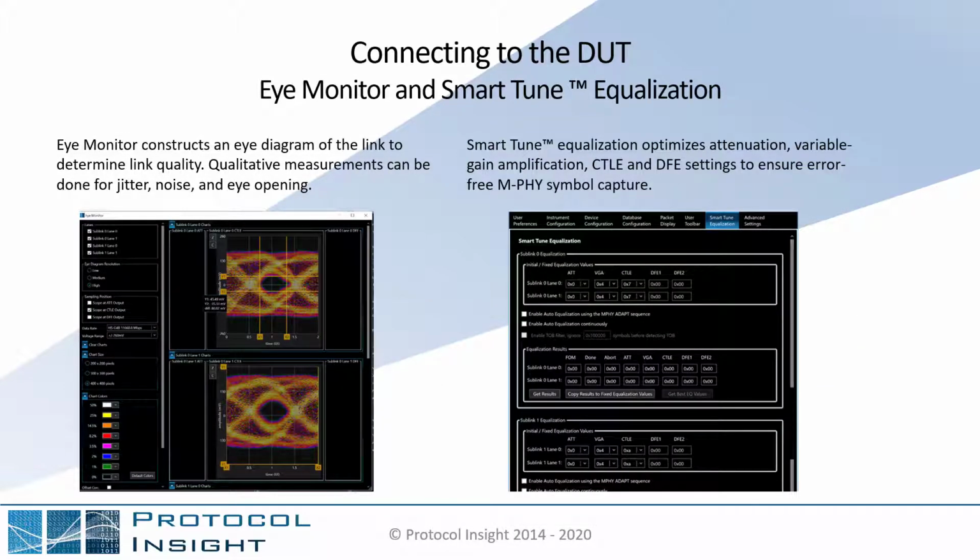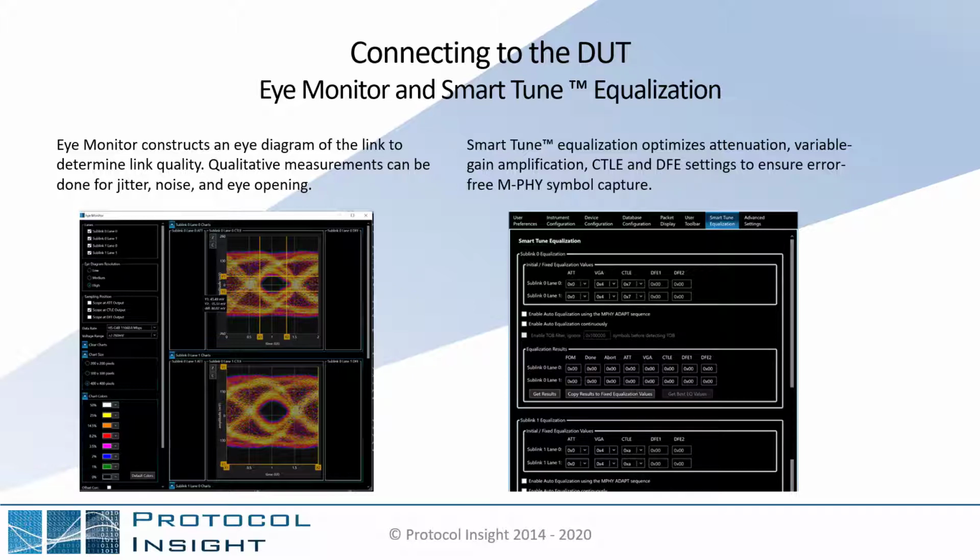Once you've connected to the device under test, you can start to acquire bits on the link to see if you can get error-free capture. If you are getting errors on the link, you can use the iMonitor tool to build an eye pattern of each of the lanes to analyze if you have adequate eye opening. If there isn't, you can use equalization to set attenuation, amplification, CTLE, and DFE settings to open up the eye to ensure that the eye can capture correctly.